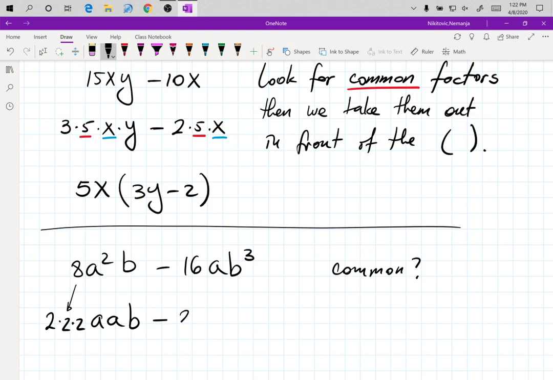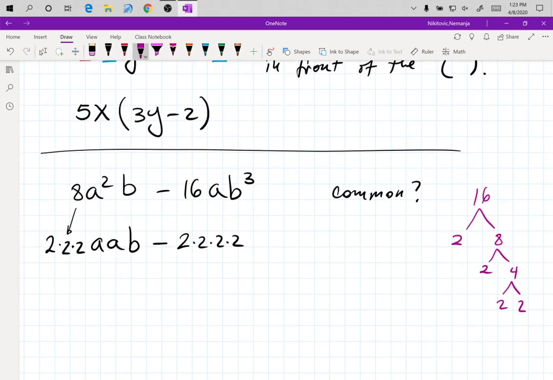Minus 16 is going to be 2 and 2 and 2 and 2. Now, how do I get that? Well, when you divide 16 by 2, you get 8. You divide 8 by 2, you get 4. You divide 4 by 2, you get 2. And there you are, 4 2's. You can use this tree approach, which you learned in arithmetic, right, to factor the numbers. So let me do it one more time, if you missed it.